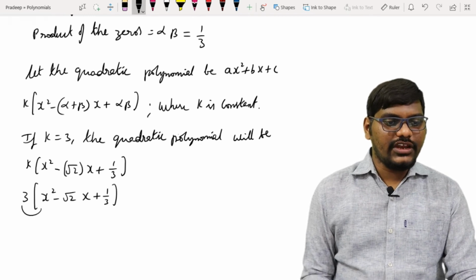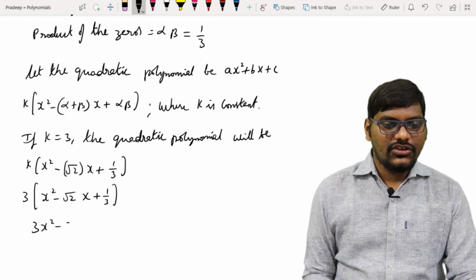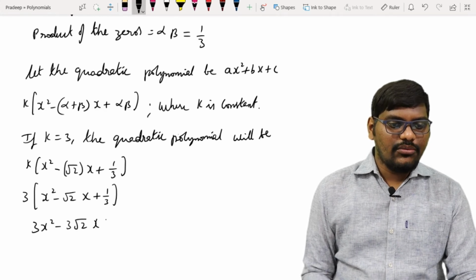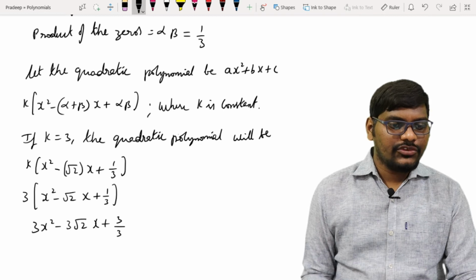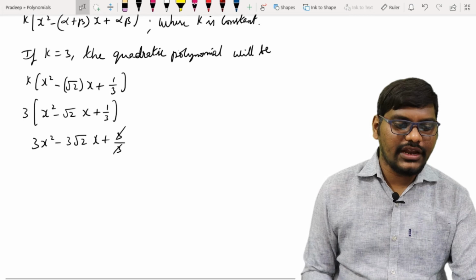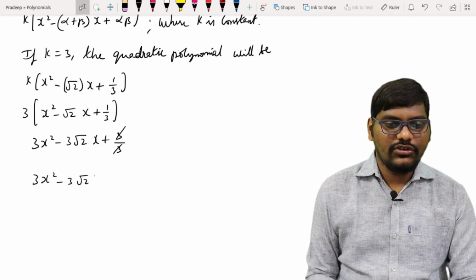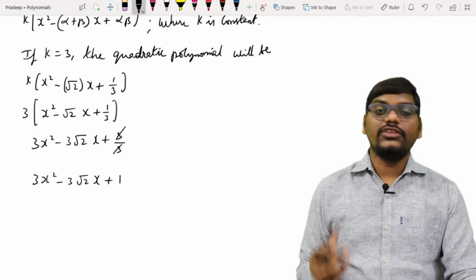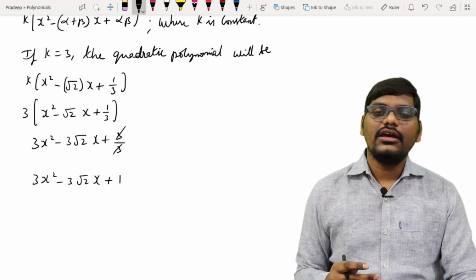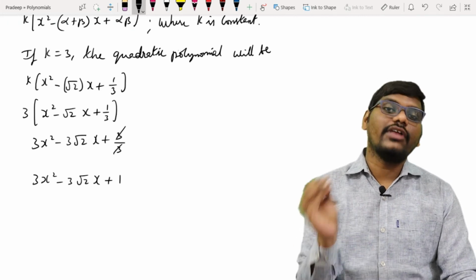So if I just take 3 inside, I'll be getting 3x square minus root 2 times 3, or I can write 3 root 2x plus 3 by 3. So here 3 can be cancelled, so the remaining equation I can simply write as 3x square minus 3 root 2x plus 1. So this is the equation which we got by using the two values, that is sum of the zeros and product of zeros, which they have given.